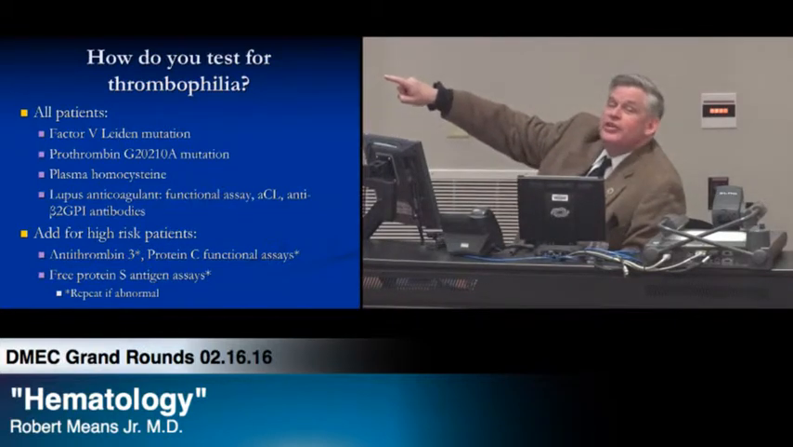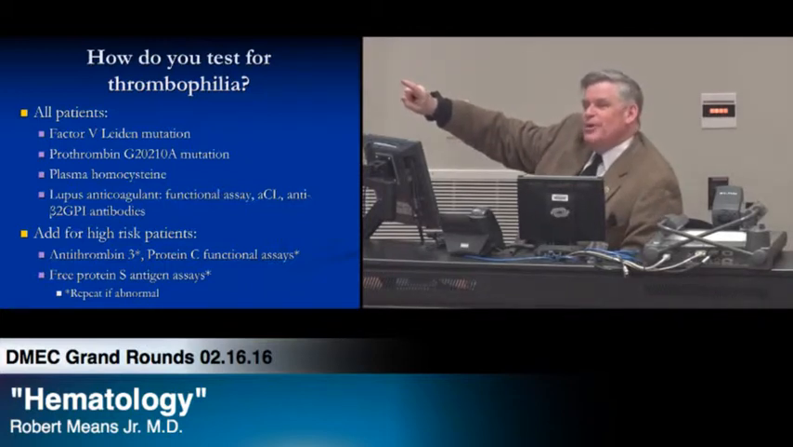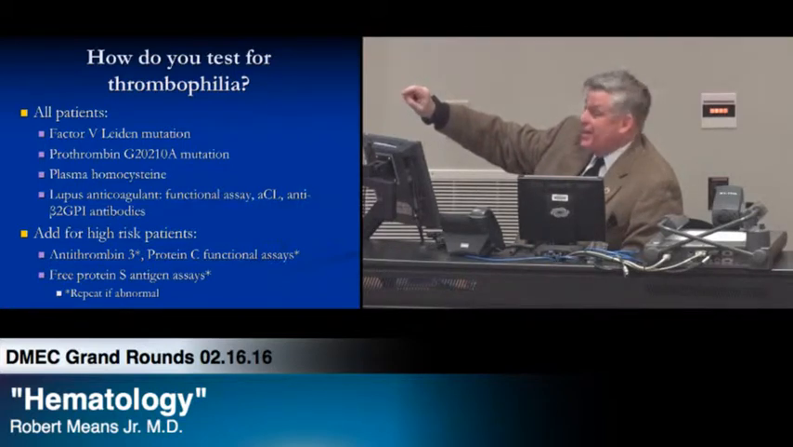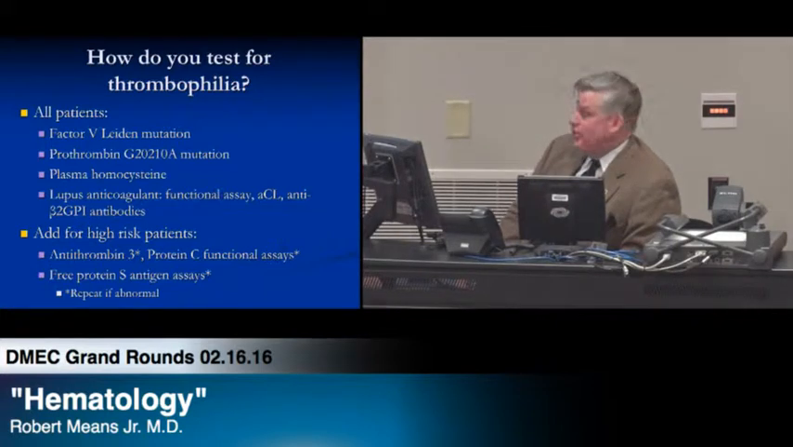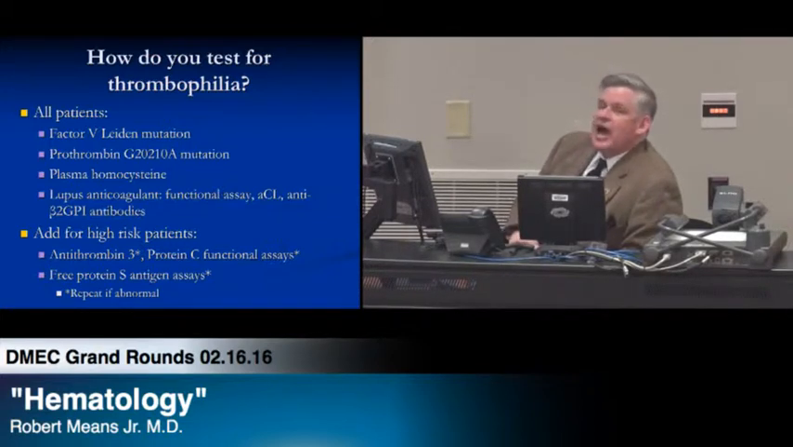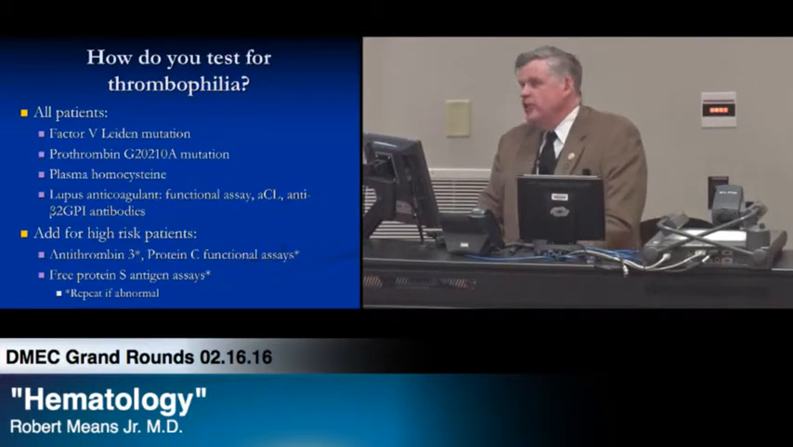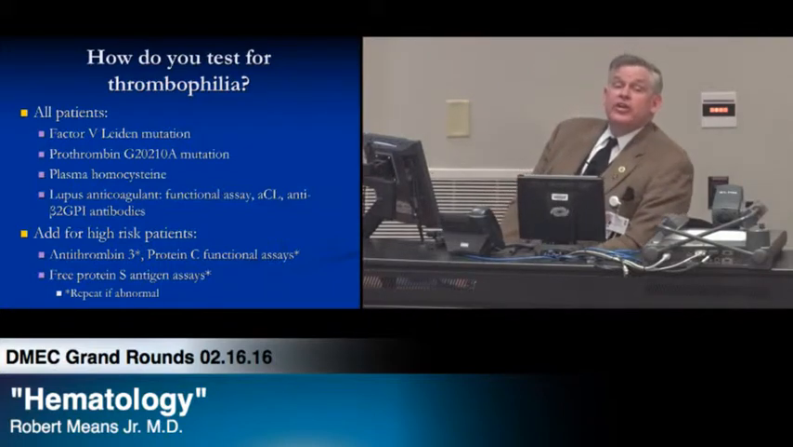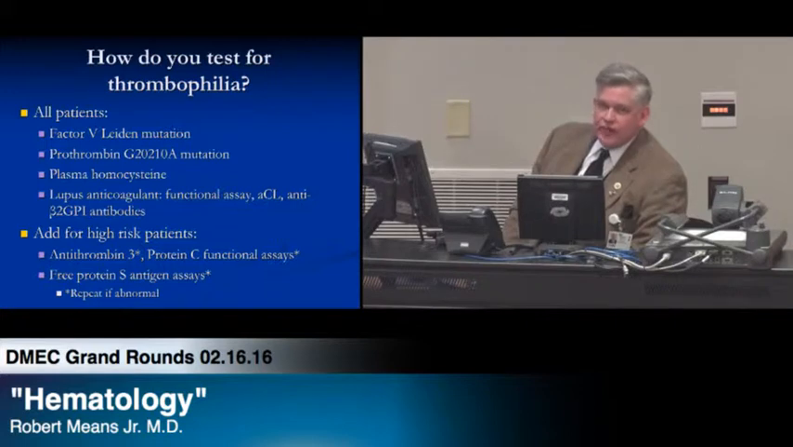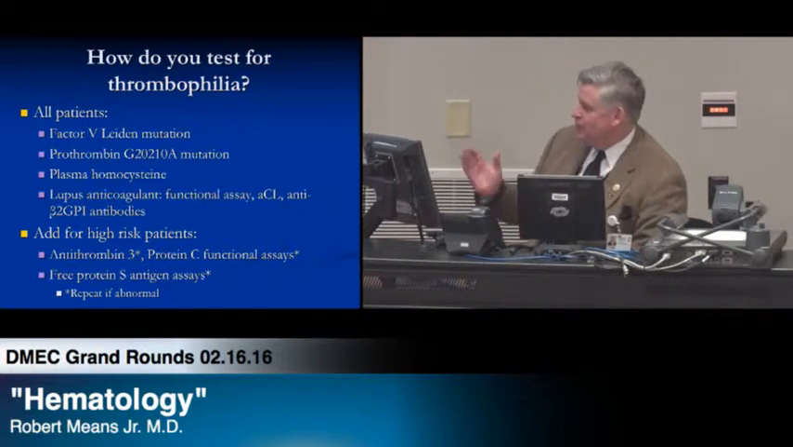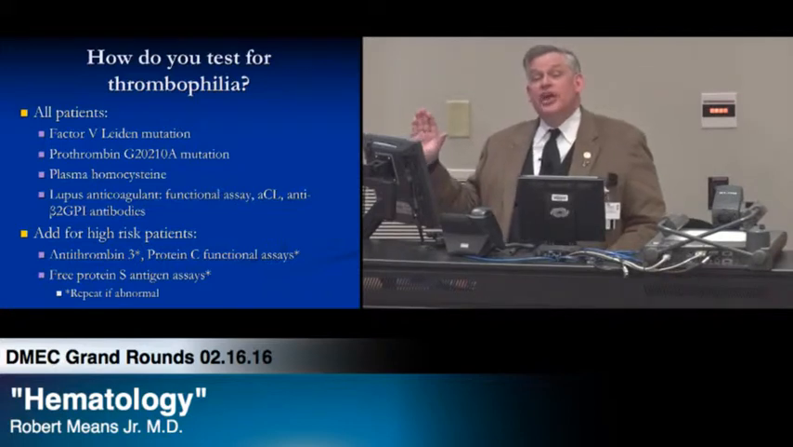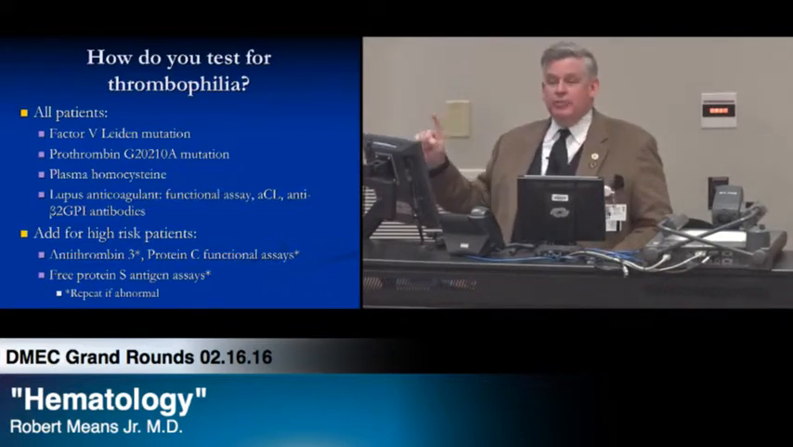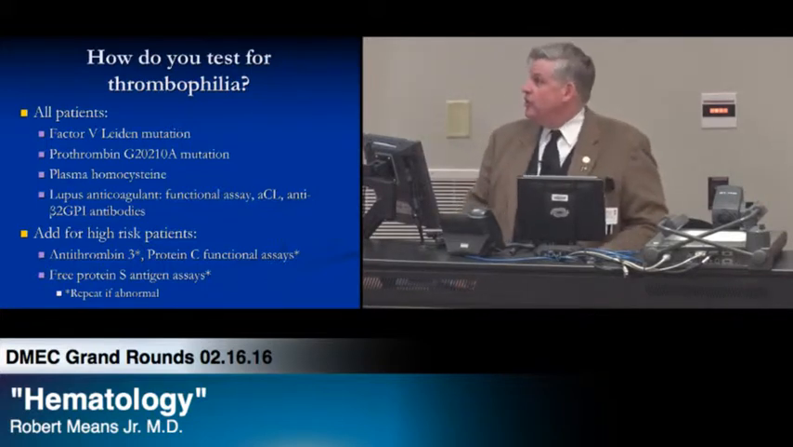Now, if you had all three of these abnormal, that is a problem. That is what we call in the trade a triple positive, and that is kind of a bad thing. And you might be a little aggressive about how you're going to anticoagulate that. If you have a high-risk patient, then you would add functional assays for antithrombin 3 and protein C, and you would send off a free protein S antigen assay. Most of the time, your protein S comes as a set with total and free protein S. Nothing much you can do about that. They're probably going to run it that way, whether you order just the free or not. And because these assays are a little bit technically challenging, if you get an abnormal result, you should repeat it before you make a therapeutic decision on the basis of that.